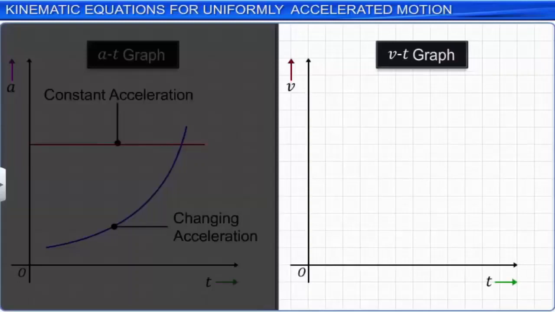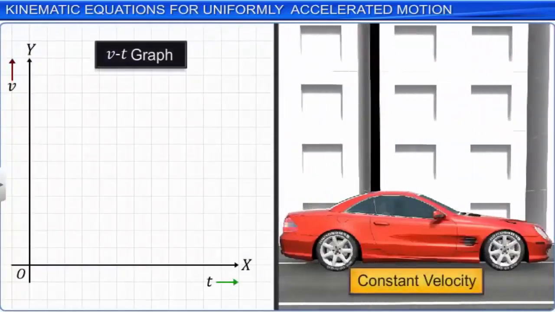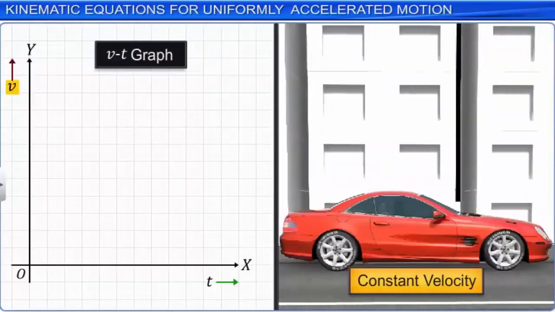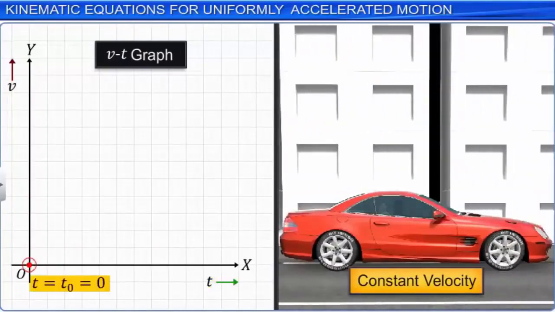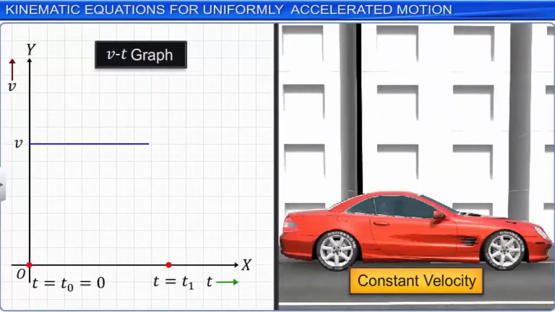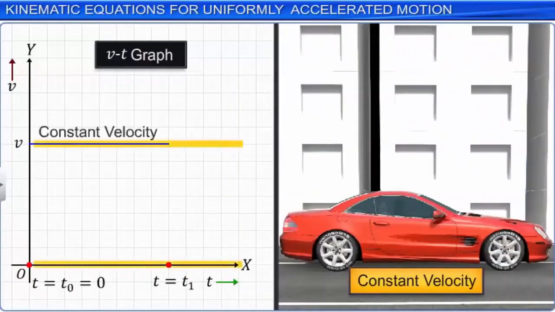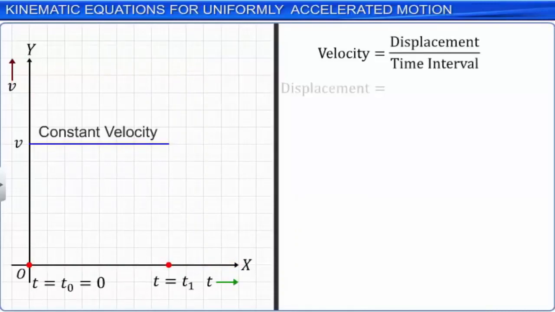Let us consider an example where a body is moving with a constant velocity v during the time interval t, where t is equal to t0 equal to 0 to t is equal to t1. Let us draw the v-t graph representing this motion of the body. We get a line parallel to the x-axis. We know that velocity of a body is the ratio of its displacement and the time interval. We can say that displacement is a product of velocity and the time interval.